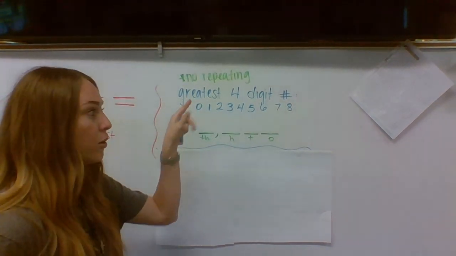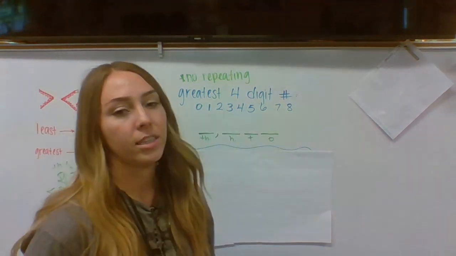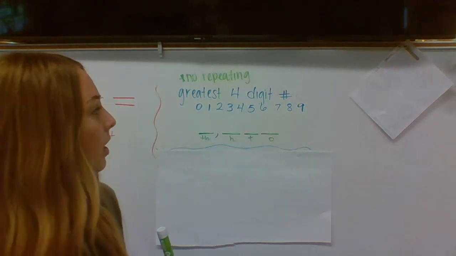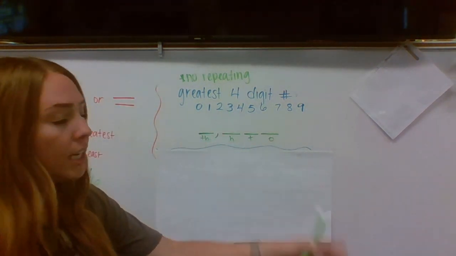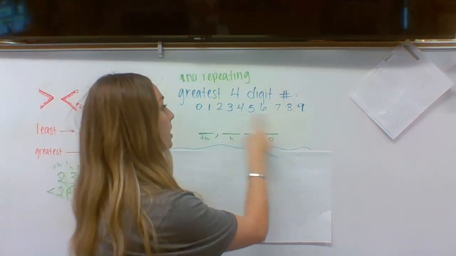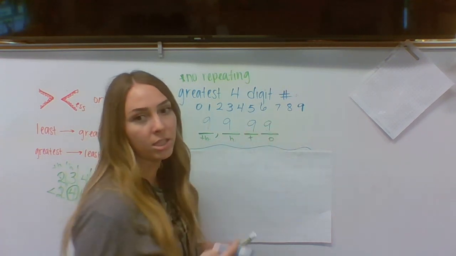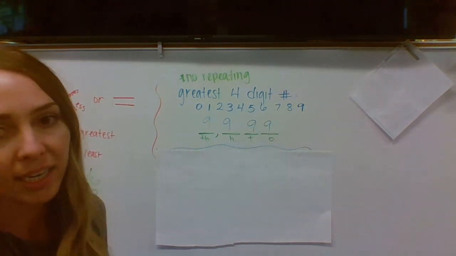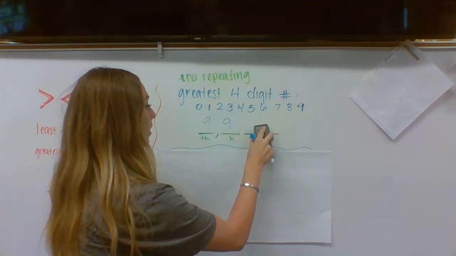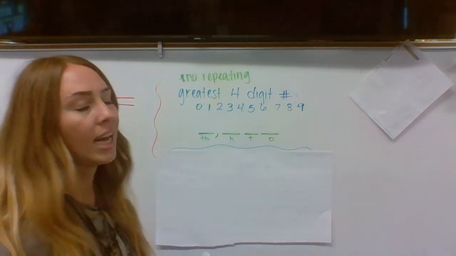What if I asked you to find the greatest 4-digit number using any of the digits? Oop, I already forgot one. 9, the biggest of the digits. So what if I said you can use any of these digits, make the biggest number you can make? You'd probably find the biggest digit, which is 9, and repeat it for all 4 digits, 9,999. That's pretty easy.